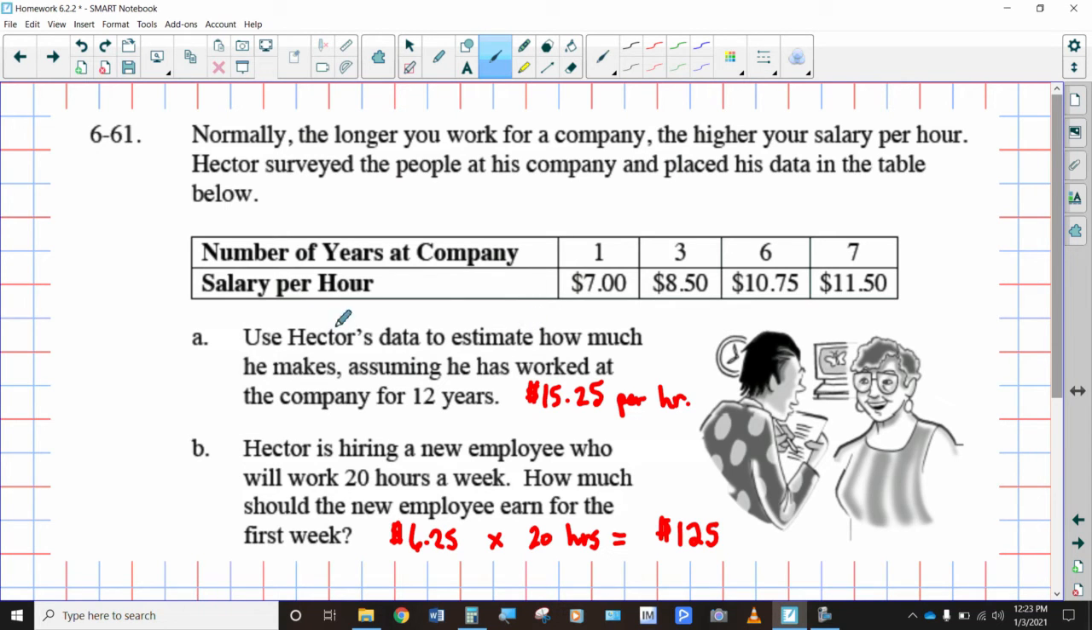Hooray for unions. Okay. So use Hector's data to estimate how much he makes, assuming he has worked at the company for 12 years. So in 1 year, he made $7. 2 years later, he got a $1.50 raise. So how much is the raise there? It looks like it's about 75 cents per year, right?